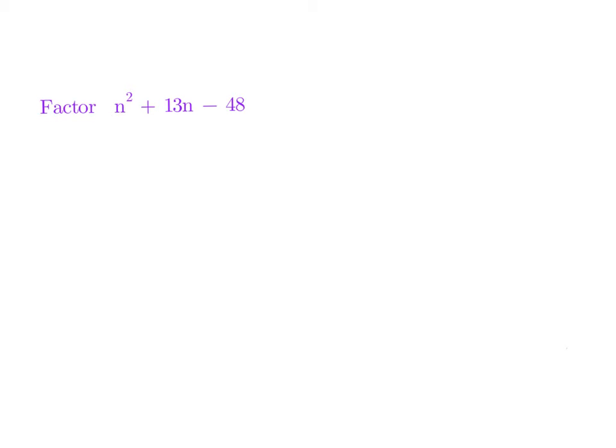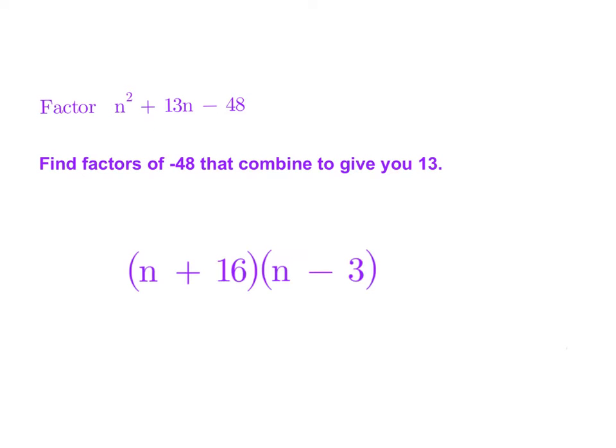So what are those going to be? 16 and 3. Positive 16, negative 3. One of them's got to be positive, one's got to be negative. Positive 16, negative 3. Okay, and so that gives me negative 48. But when I add, I get positive 13. Okay, so again, if this last term is negative, the signs will be opposite. Then you got to figure out which one needs to be positive and which one needs to be negative. That's pretty straightforward and simple.